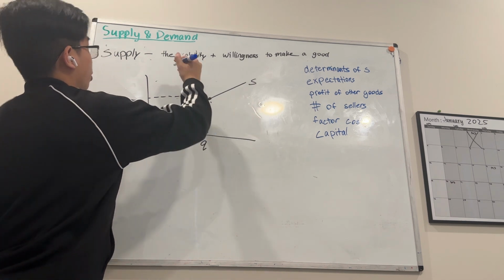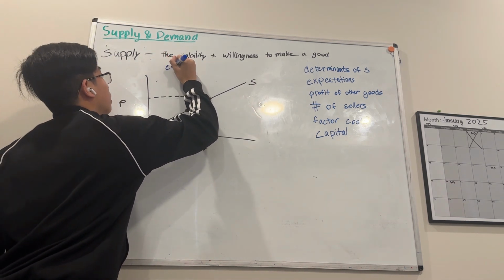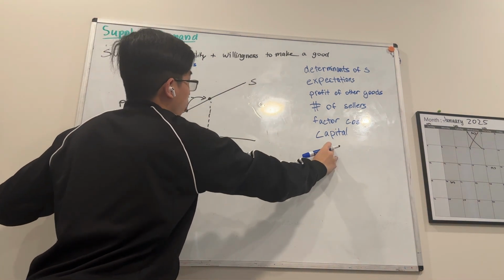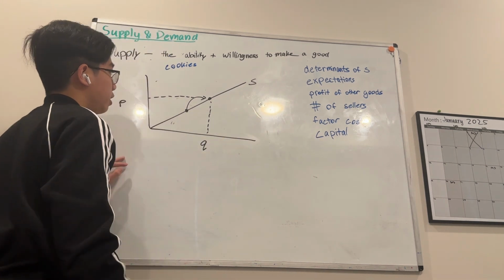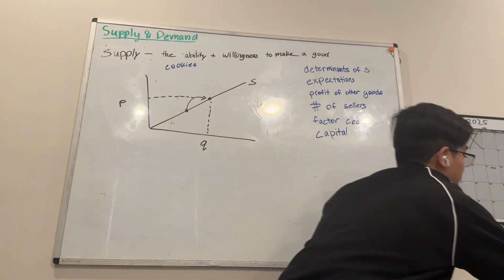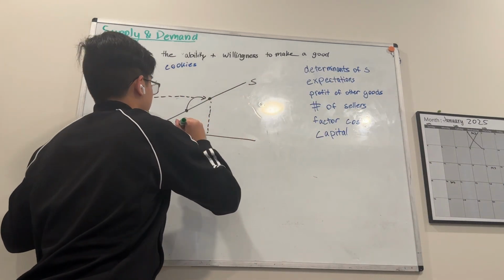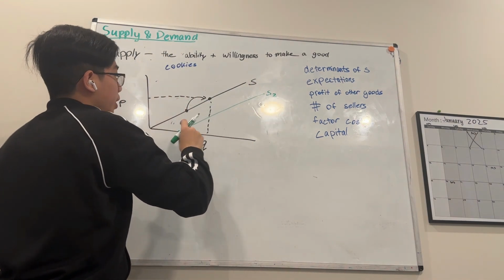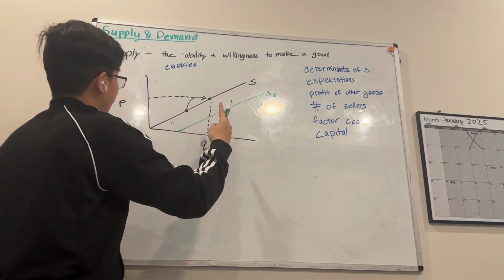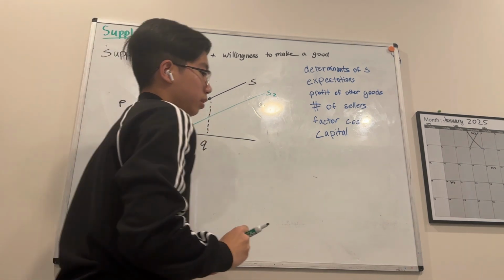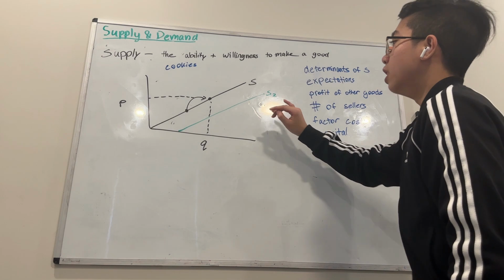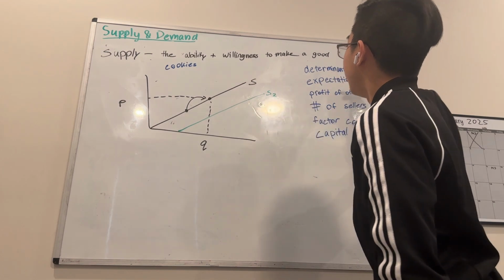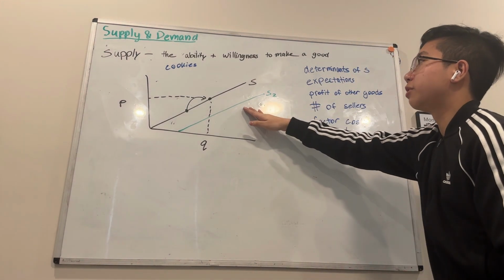Like, let's say this is the market for cookies. Let's say the capital changes, like they build more machinery used to produce cookies. That is going to cause a shift in the supply. That will cause the supply to shift to the right, making the quantity supplied increase at any given price. And remember, an increase in just the price will cause a movement along the supply curve, or a change in one of these determinants will cause a shift in the supply curve.